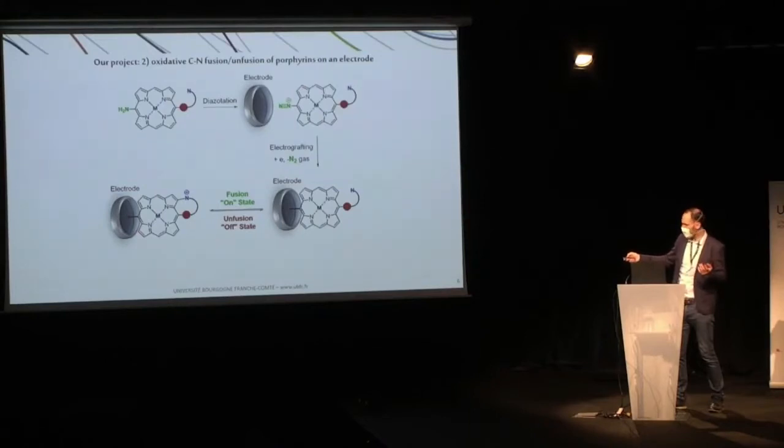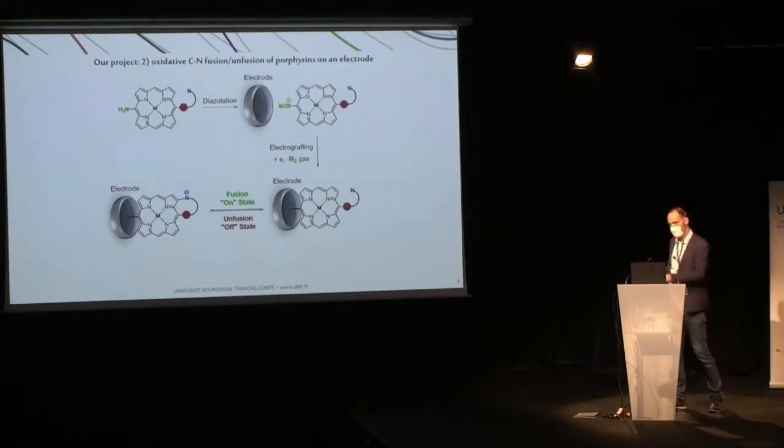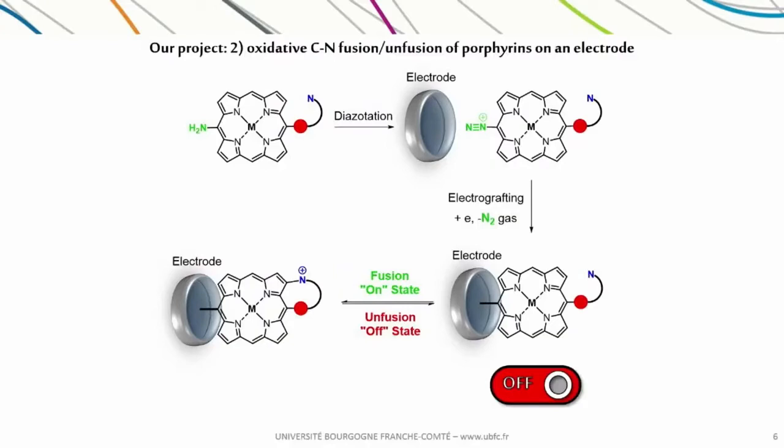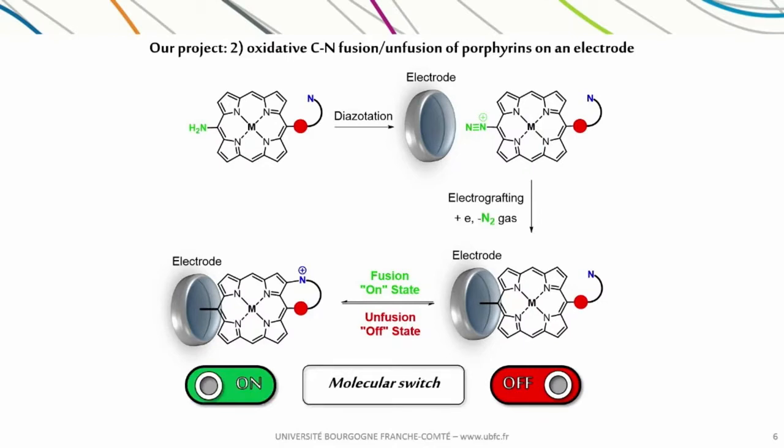And after, we want to try to see if it is possible to go back. And so in this case, we will have a half state of the material, and in this case, we could have an on state. So we wanted to try to see if it could behave as a molecular switch.